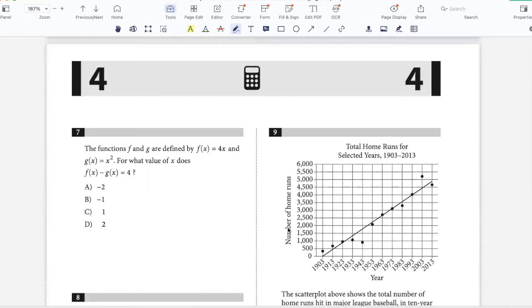The functions f and g are defined by f(x) is 4x and g(x) is x squared. For what value of x is f(x) minus g(x) 4? So 4x minus x squared should be 4. So x squared minus 4x plus 4 is 0. So x minus 2, the whole squared, is 0. So x should be 2.